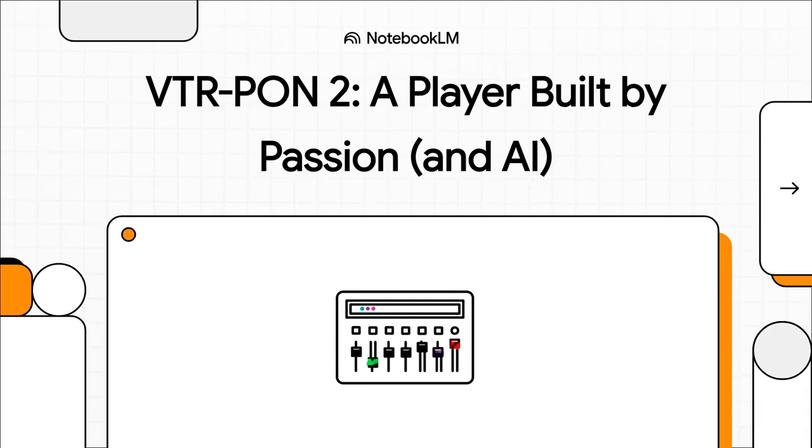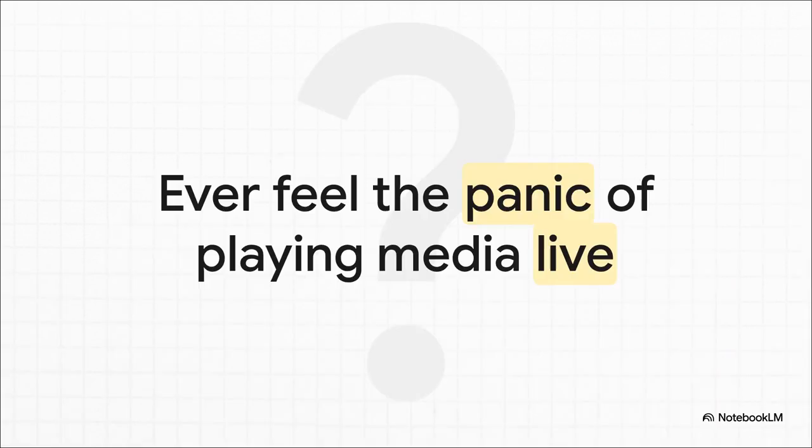If you've ever had to run media for a live event, you know that feeling, right? That little jolt of panic right before you hit play? Well, today we're going to look at a really cool, free tool that was made to get rid of that panic for good. It's called VTR-PON 2, and honestly, the story of how it got made is just as amazing as what it does. Just picture it for a second.